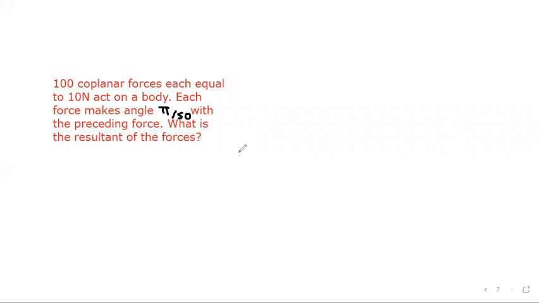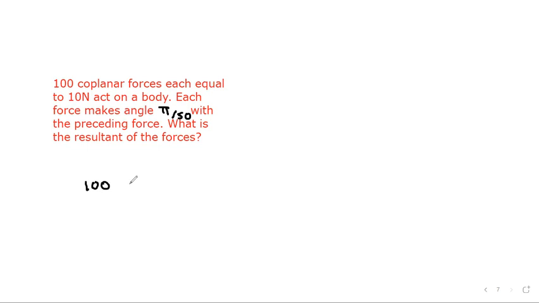100 coplanar forces, each equal to 10 Newton, act on a body. Each force makes an angle of pi by 50 with the preceding force. What is the resultant of the forces? Totally how many forces are here? 100 forces. Totally 100 forces are taken.